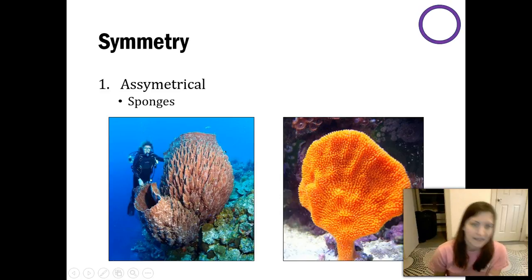Although these two sort of look symmetrical, they're not. There's no repeating pattern or anything like that. And these sponges seem more symmetrical, but there's others that are just wildly asymmetrical. And these are our only organisms that have this asymmetry.